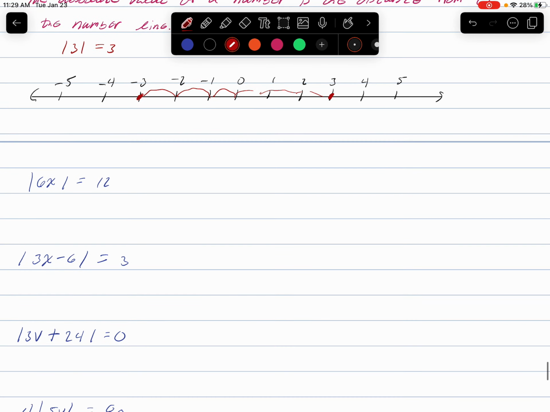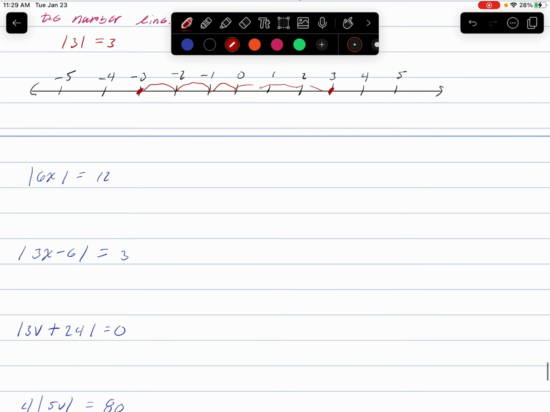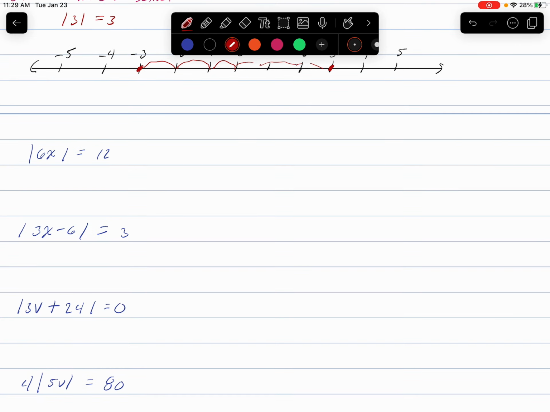Okay, so with that, let's look at a few equations here. In practice, what this means is that we need to see if we can figure out what values would make sense on the inside of the absolute value sign. So let's look at this one. Here we have the absolute value of 6x is equal to 12. So in practice, we're saying we need to find 6x is equal to 12, or 6x is equal to negative 12. We'll show what I mean by that in a minute once we've solved each of these.